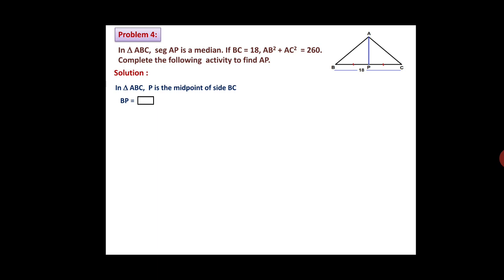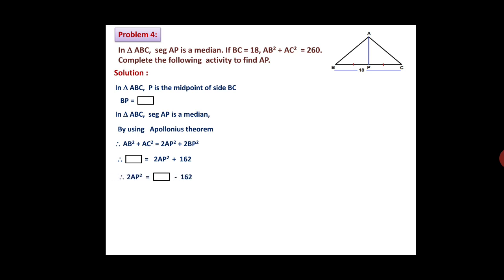Therefore, you can write BP is equal to whatever value comes, that you have to write here. In triangle ABC, segment AP is the median. Therefore, you can use Apollonius theorem: AB square plus AC square is equal to 2 AP square plus 2 BP square. So AB square plus AC square, the given value, you have to substitute here, is equal to 2 AP square plus 162.